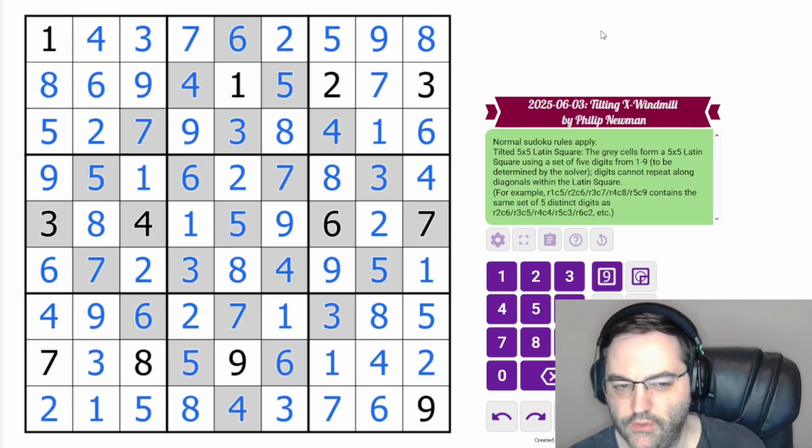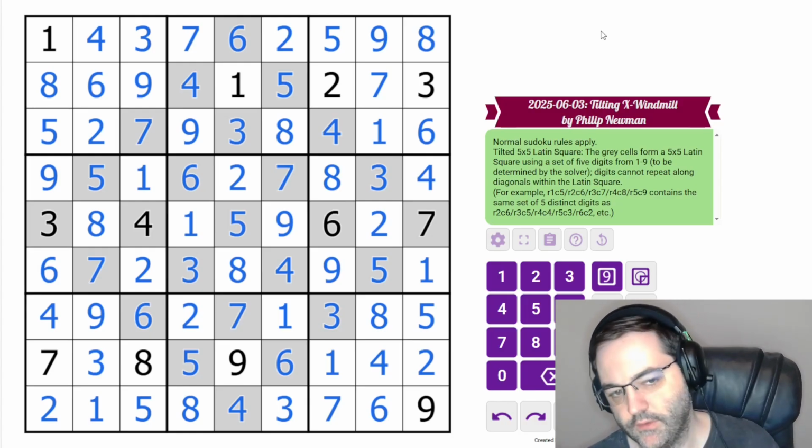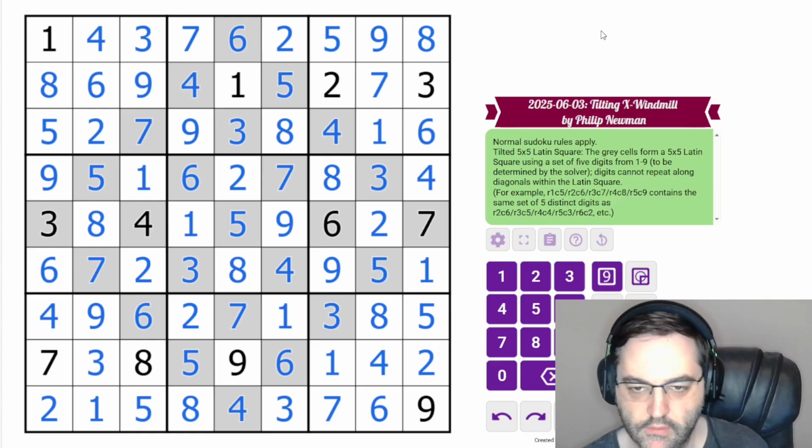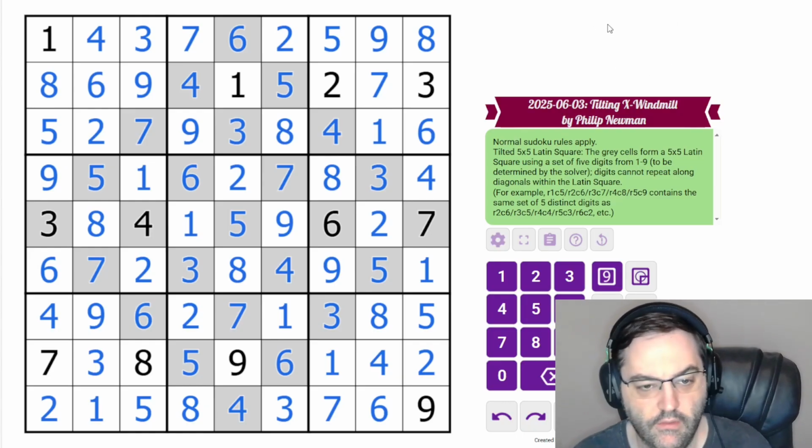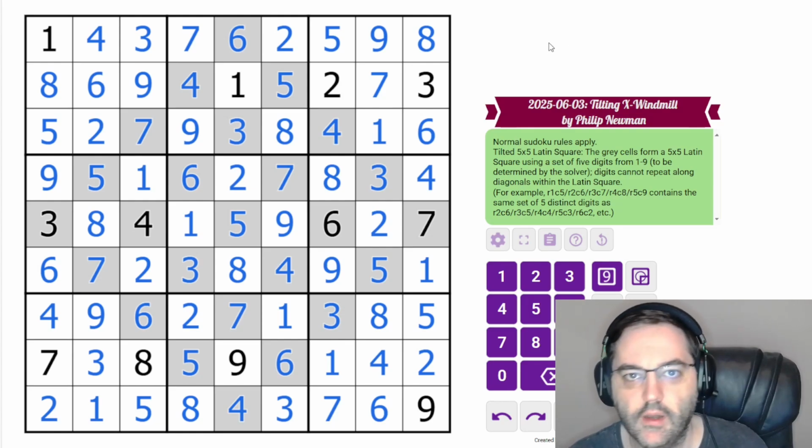So really a two-part puzzle. The tilted Latin square is kind of its own mini puzzle, and then you have a Sudoku at the end. I really enjoyed making this and the other couple of puzzles that I made with this variant.